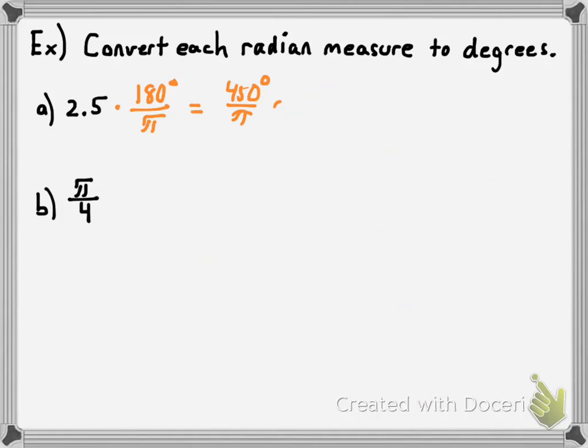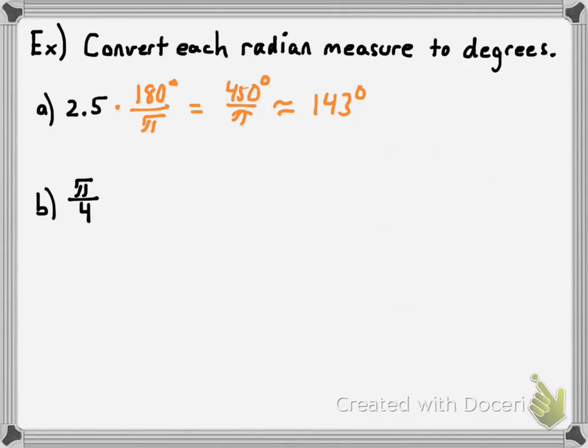over pi. And I told you I wanted you to approximate that using your calculator, so you found out that you get about 143 degrees to 3 significant figures, right? So 2.5 radians. There's a little more than 3 radians in 180 degrees, so it makes sense that in 2.5 radians, there's going to be a little less than 180 degrees as well.